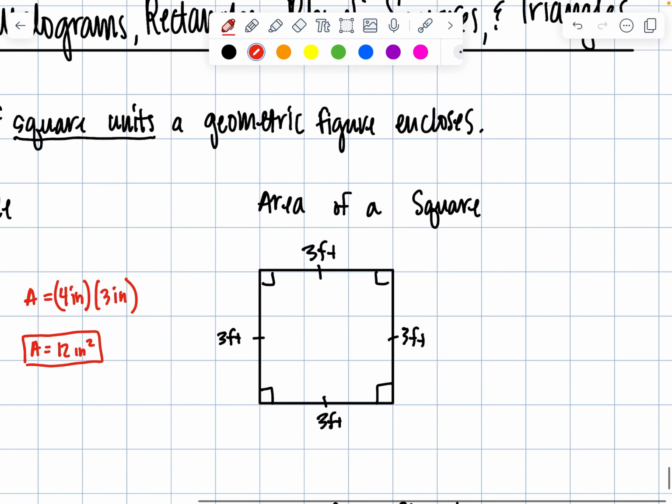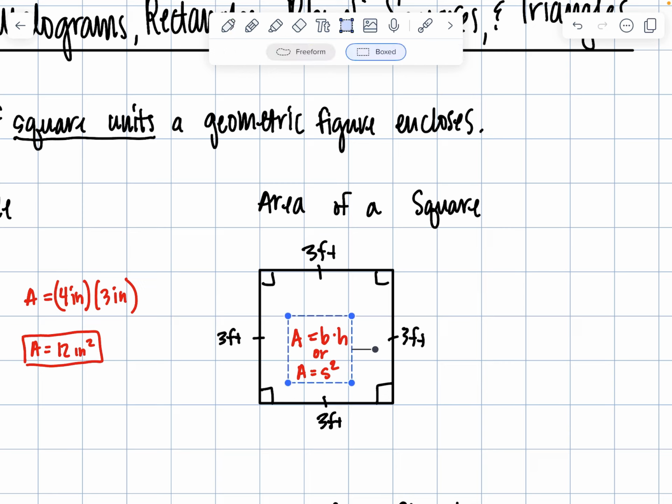Here, the square follows the same rules. You could literally count the number of squares inside of it. It's a 3 by 3, making it 9 square units. In this particular case, we're using feet. So we could say area is equal to base times height again. Or we could even go fancier and say area is equal to side squared because the side lengths are congruent. The base is congruent to the height.